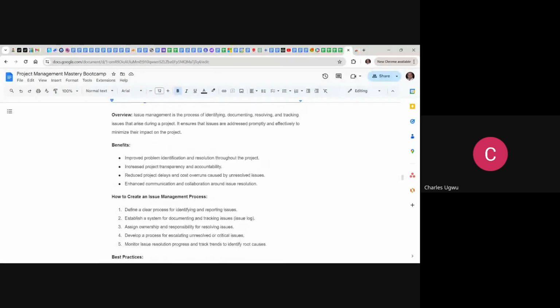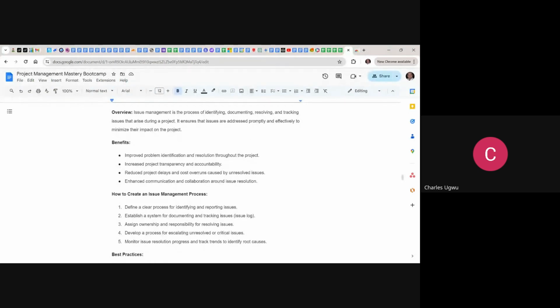So benefits of issue management: number one, improved problem identification and resolution through the project; increased project transparency and accountability; reduced project delay and cost overrun caused by unresolved issues; enhanced communication and collaboration around issue resolution. So if you have an issue management plan, these are key benefits we are going to drive. If you don't have a plan, it's going to be chaotic when such a thing happens, or maybe all of a sudden we run out of money in the project and we don't have any contingency plan. That is dangerous. You can't even imagine yourself in a project like that. You run out of money, no contingency plan.